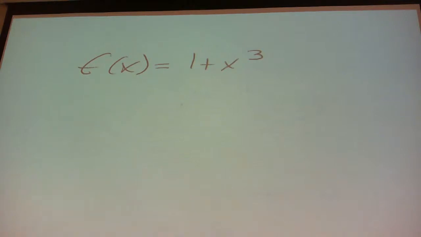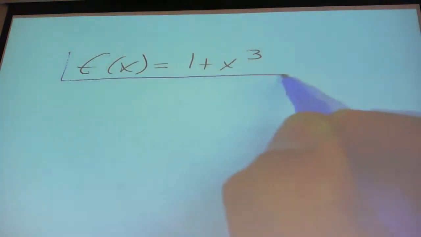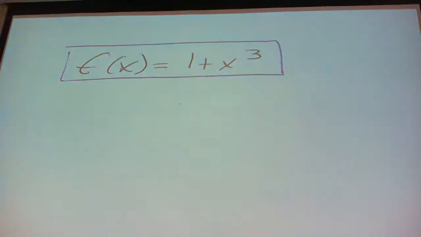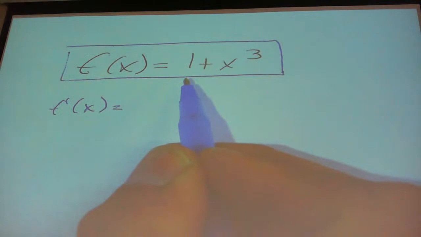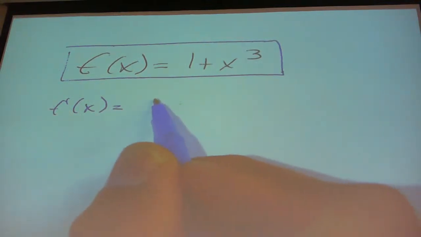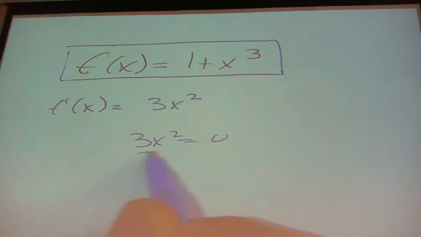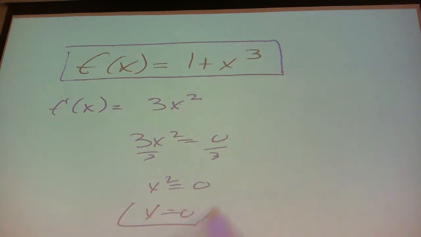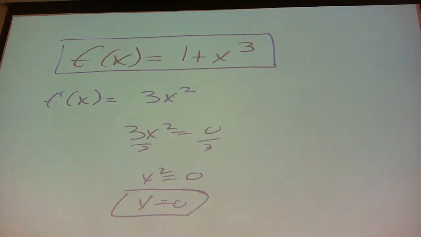So we're talking about the original, and so we take the derivative. What's the derivative of 1? 0. What's the derivative of x cubed? 3x squared. We set that equal to 0. Divide by 3, x equals 0. So we have a critical number at 0. So how do you find a critical number? Take the derivative, set equal to 0, and solve.